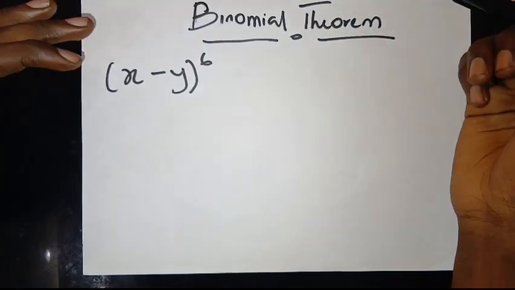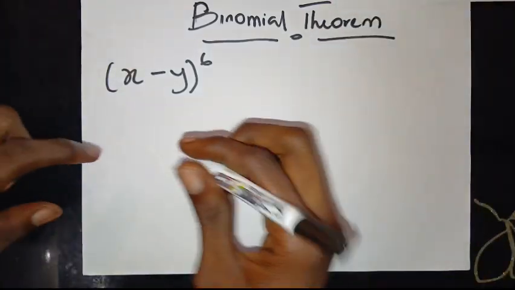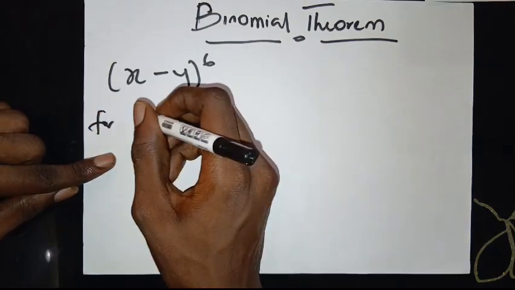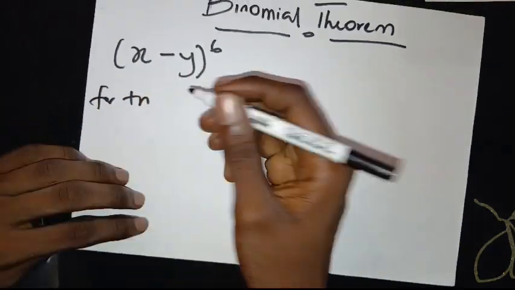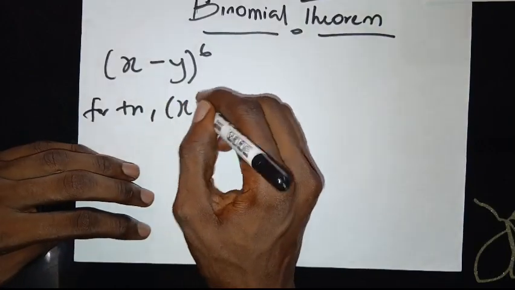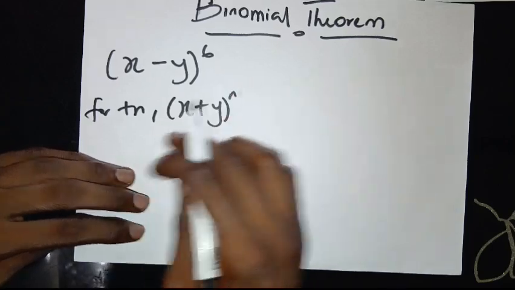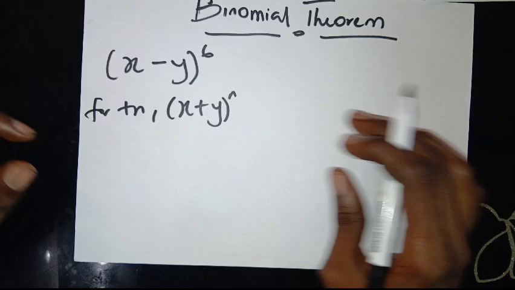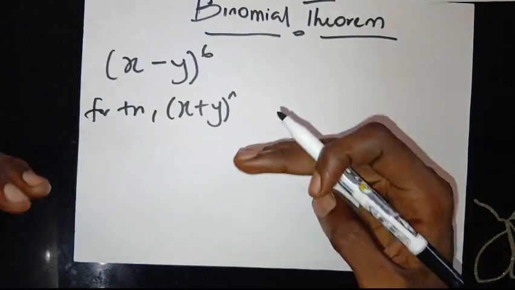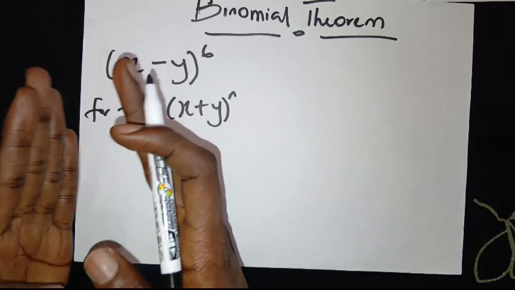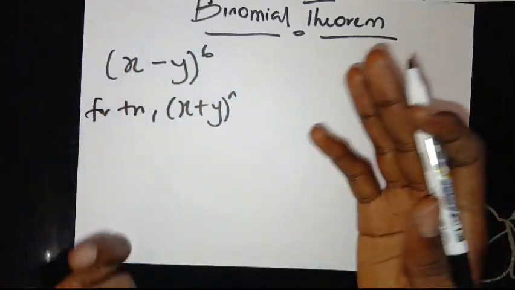That's the binomial theorem, which says that for every positive n, that is, n has to be positive, (x + y)^n, when expanded, the coefficients are fixed. That is, you are meant to know them, that kind of thing.